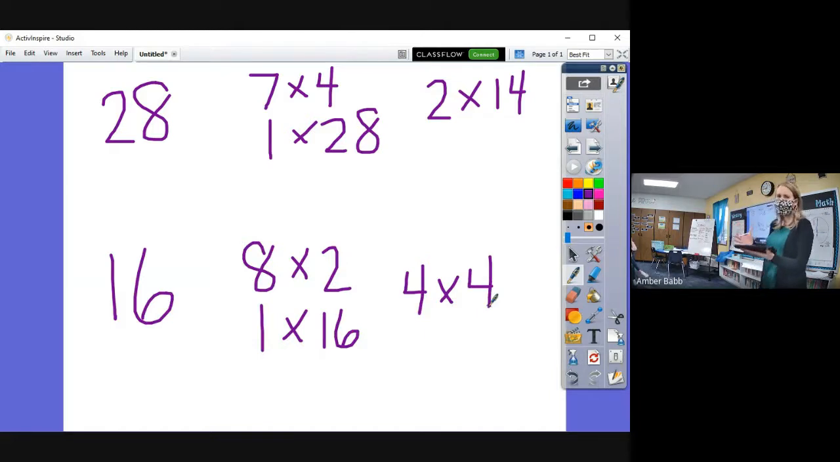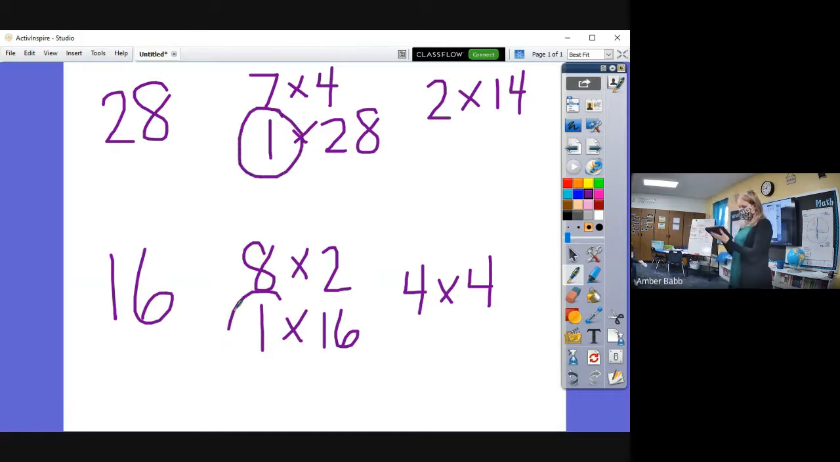Well, I like to go in order. That helps me. 1, 2. I've got that. 3 times anything? No. 4. Yep, I've got that. 5 times anything? No. 6 times anything? No. 7? No. 8, I've got that on there. 9, no. 10. Okay. So factors that they have in common.